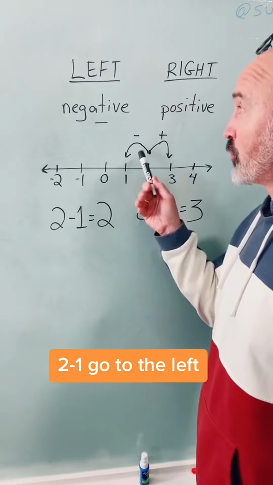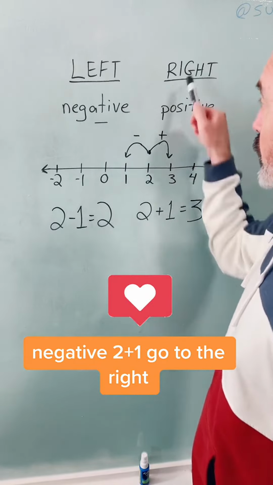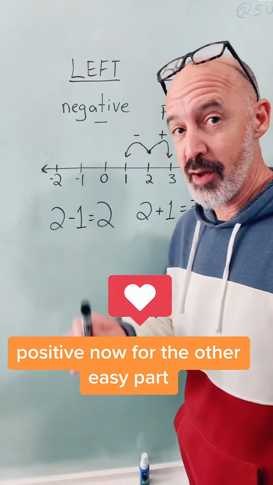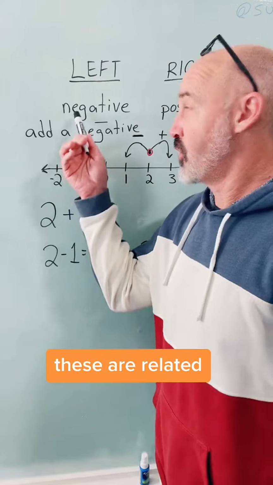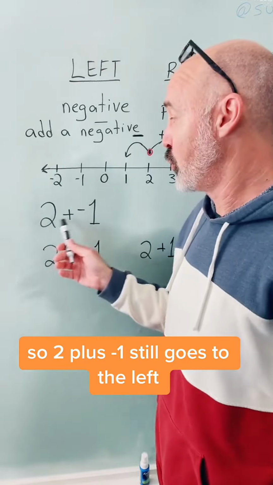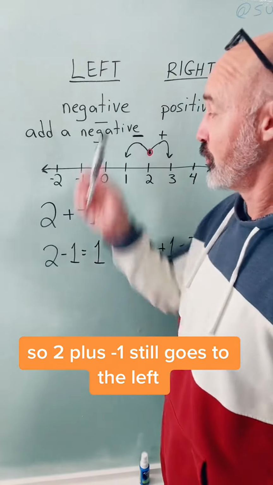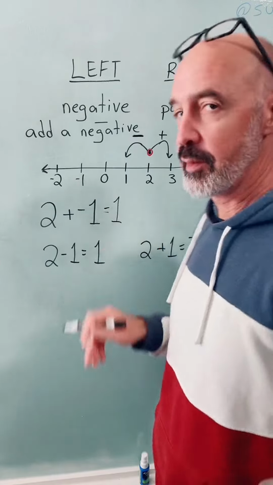2 minus 1, go to the left, negative. 2 plus 1, go to the right, positive. Now for the other easy part that sometimes seems hard. These are related. Adding a negative is the same thing as going negative. So 2 plus negative 1 still goes to the left. That equals 1. Now stick with me.